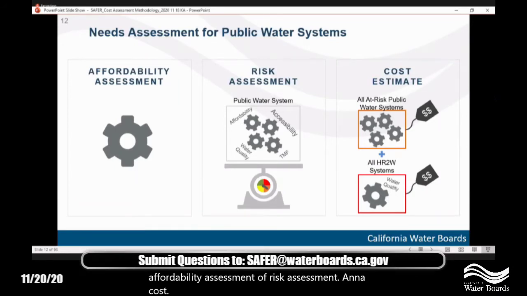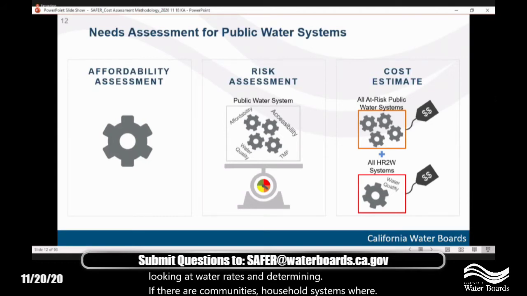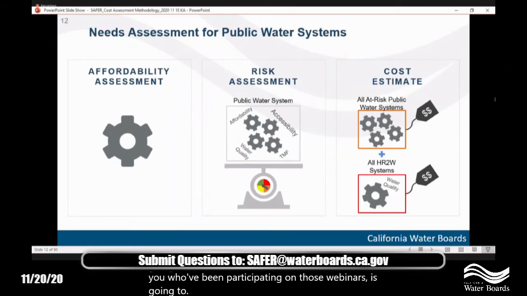The affordability assessment is looking at water rates and determining if there are communities, household systems where affordability is a challenge. The risk assessment methodology, which we are currently developing with UCLA and many other stakeholders and the public, thank you for those of you who've been participating on those webinars, is going to identify those water systems that are at risk of failing. So they're not failing yet, but they may in the future by looking at a number of different metrics or indicators.